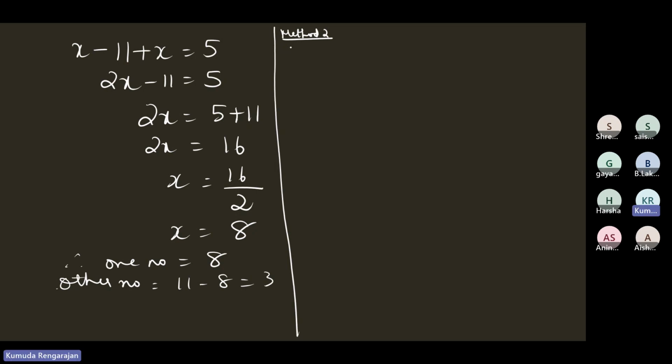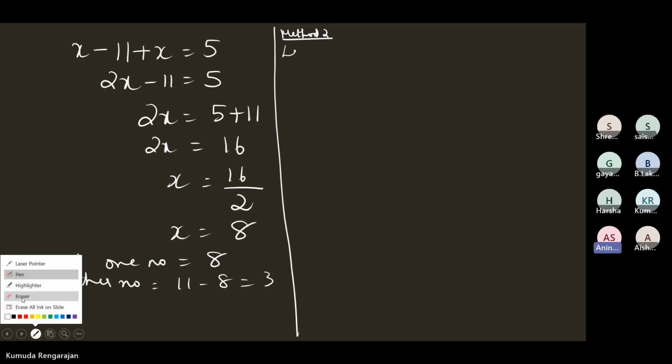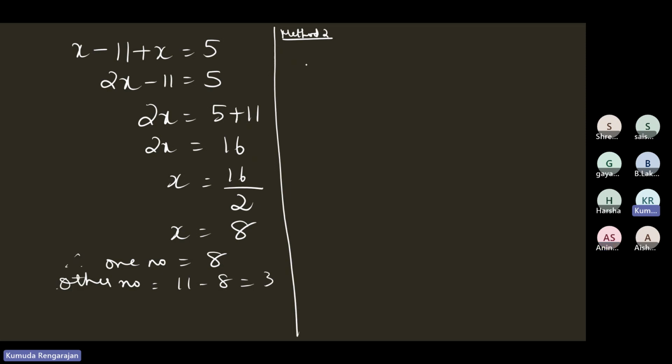Let the greater number be X. Yeah, go on. Ma'am, let the greater number be X and the smaller one X as well. So X plus X, then minus 5 is equal to 11.